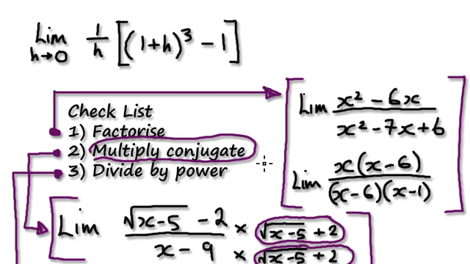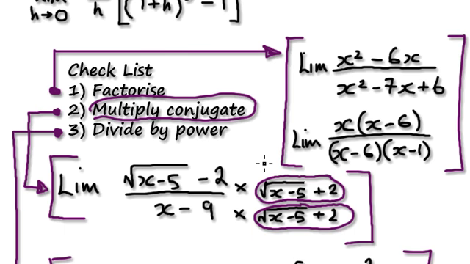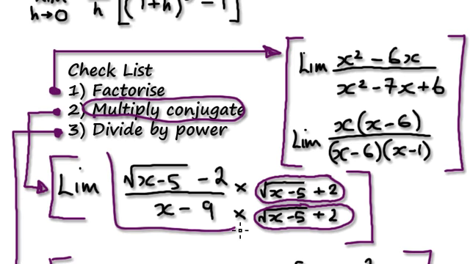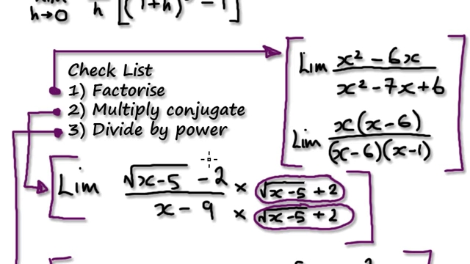Also keep an eye out for when you can multiply top and bottom by the conjugate. So, for example, if you get something like this here, it's a bit messy. Keep an eye out for being able to multiply top and bottom by the conjugate. When you get given something like this, you can multiply top and bottom by the conjugate of this bit here, and when you do, things will tidy themselves up.